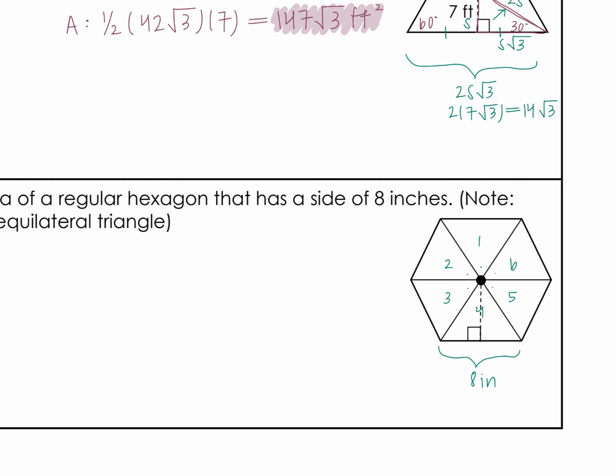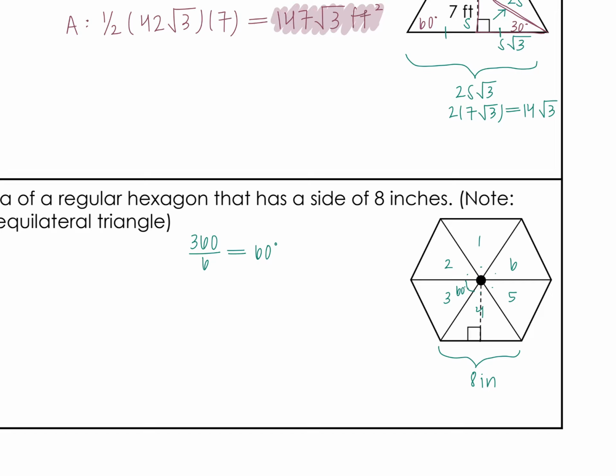a 360-degree angle, okay? And so in order to find the measure of just one of these angles, I'm going to take that 360. I'm going to divide by n, which is also going to be your number of triangles, to get 60 degrees. So each one of these angles has a 60-degree angle up top.